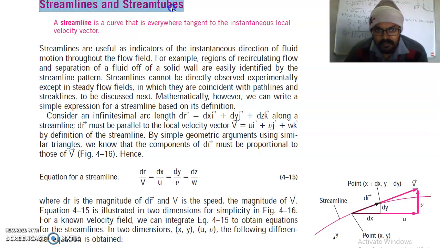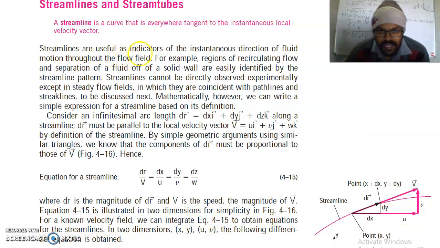Streamlines and streamtubes. A streamline is a curve that is everywhere tangent to the instantaneous local velocity vector. So this is a streamline here. You can see this is the velocity vector, this is velocity in the vertical direction, and this is velocity in the horizontal direction.